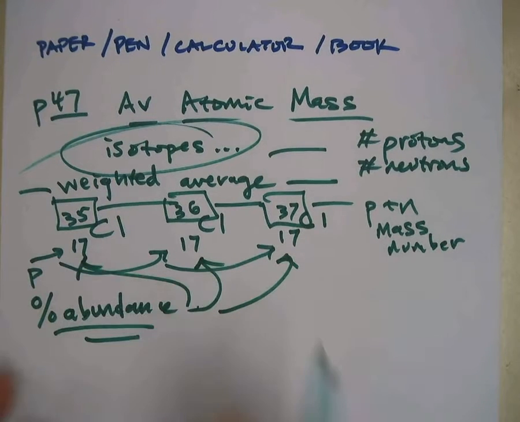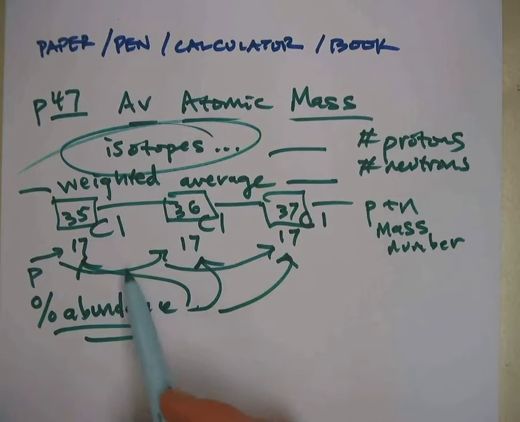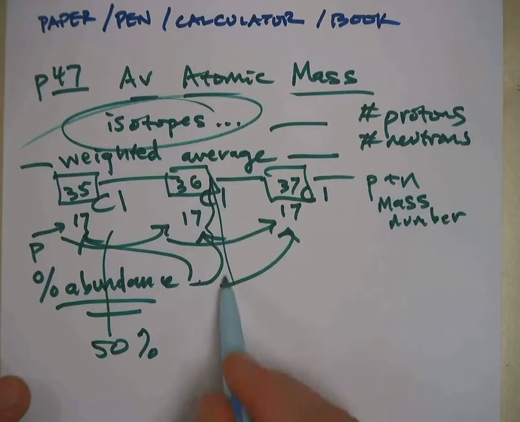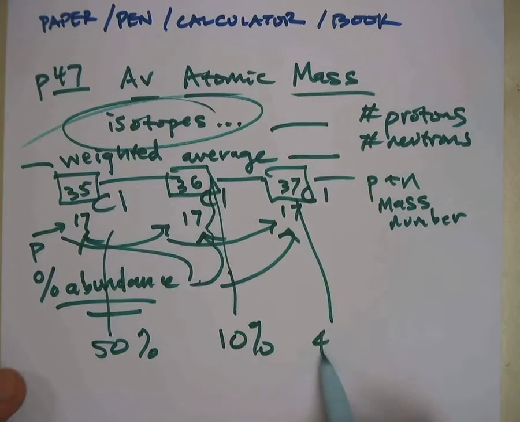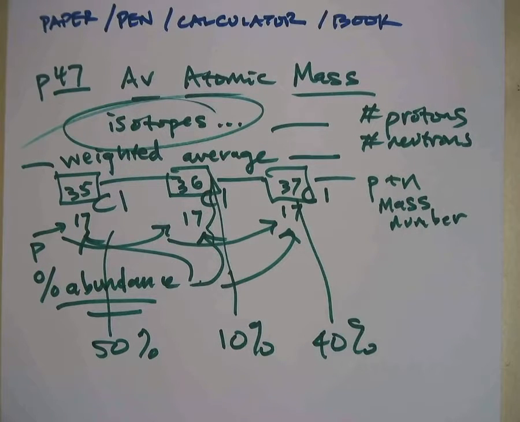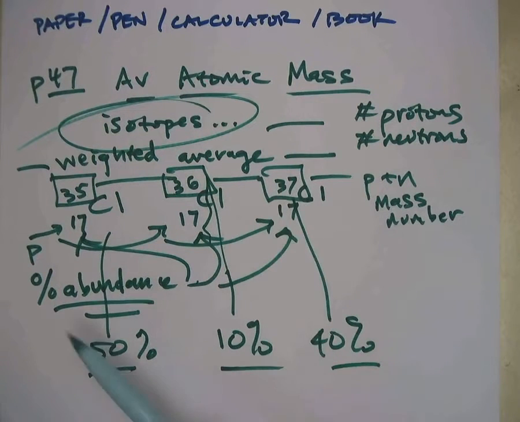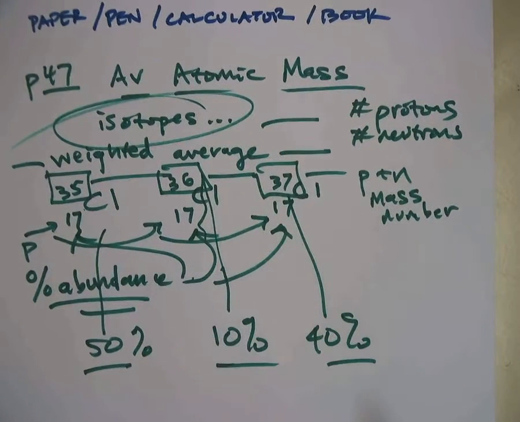Now, I don't have the data offhand, but let's just choose a simple number. Let's say that this was 50% of naturally occurring chlorine. Let's say that this was like 10% of naturally occurring chlorine, and this would be like 40% of naturally occurring chlorine. I'd take these as a decimal, multiply them by their mass for each one, and then add them all together to get the total. So let's take a look at a sample problem.